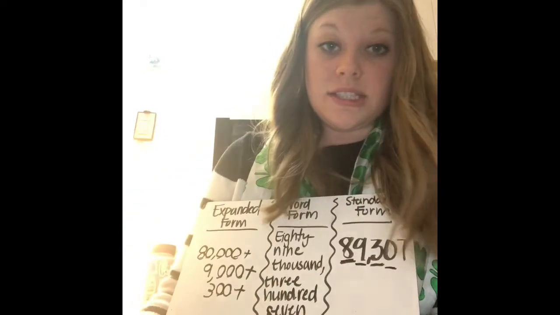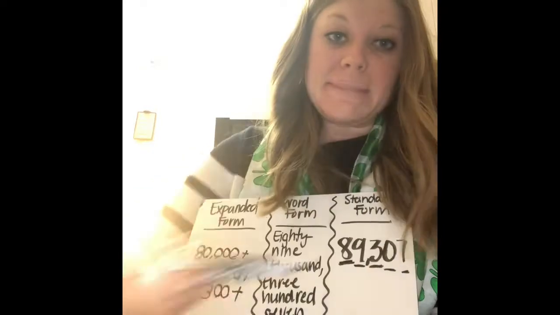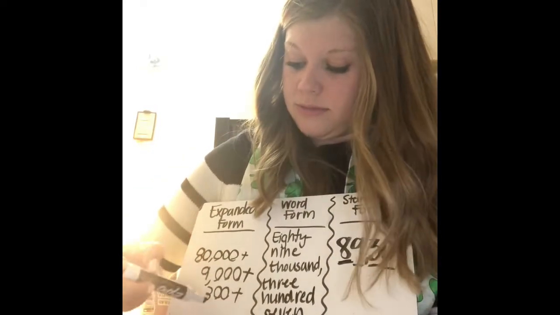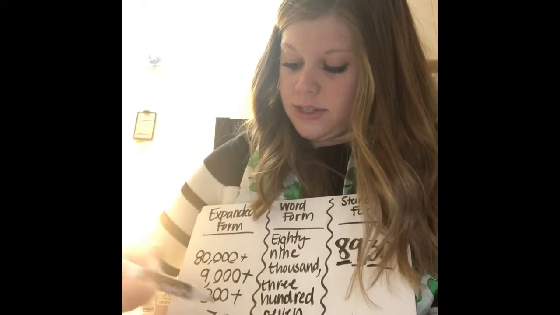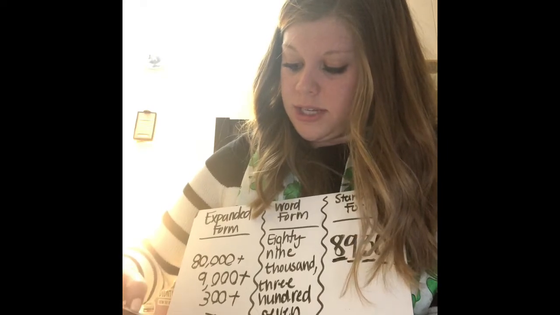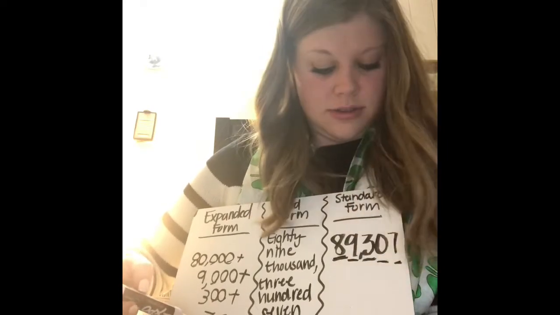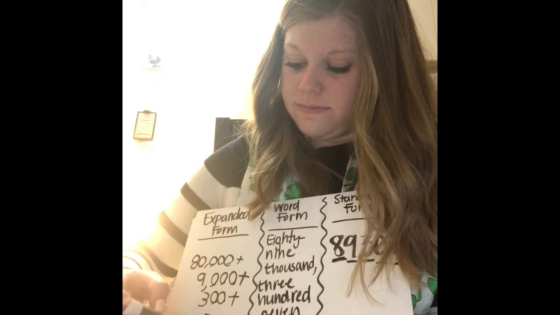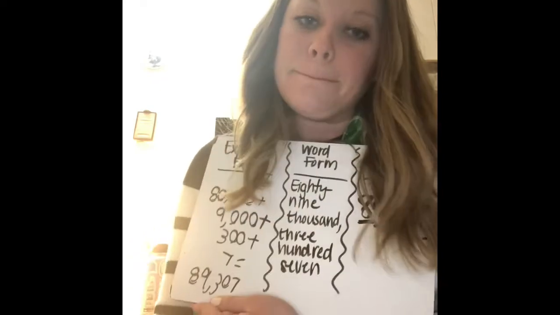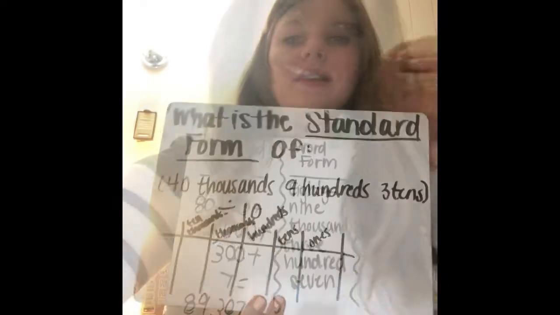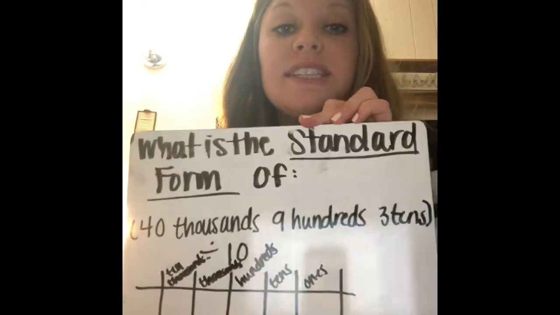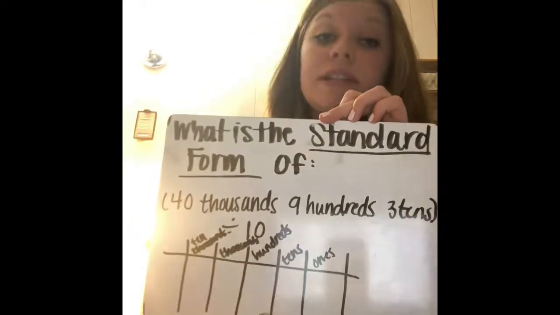We have a 3 in the hundreds place, the value of that is 300. 0 in the tens place, so I don't have to put anything. And a 7 in the ones place, so plus 7. And all together, that equals 89,307. Pretty straightforward.